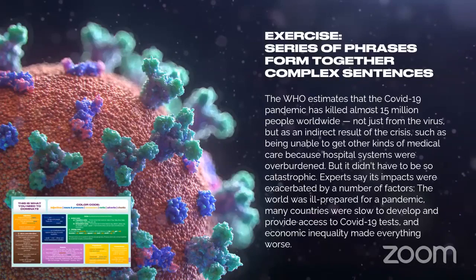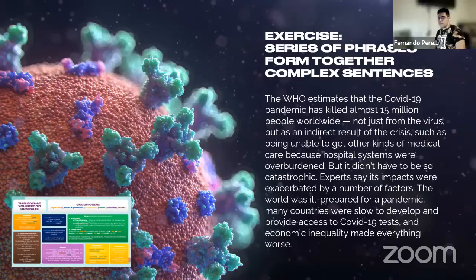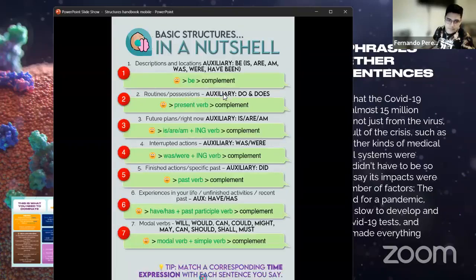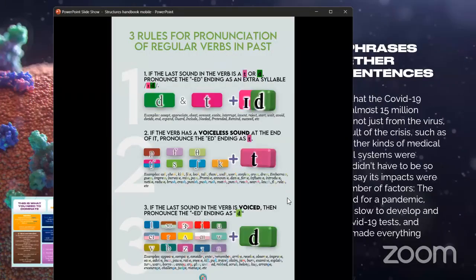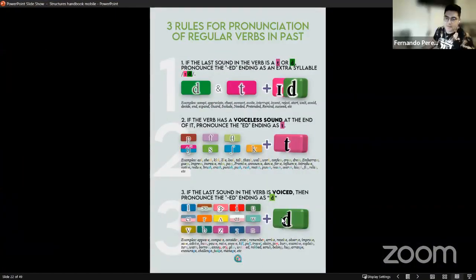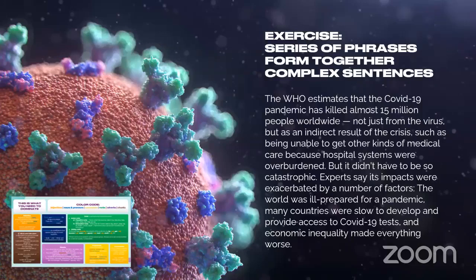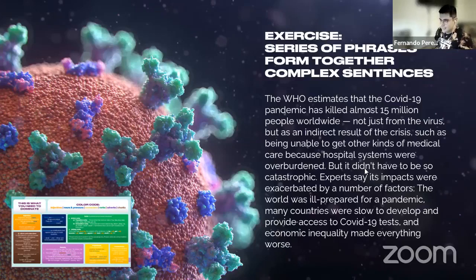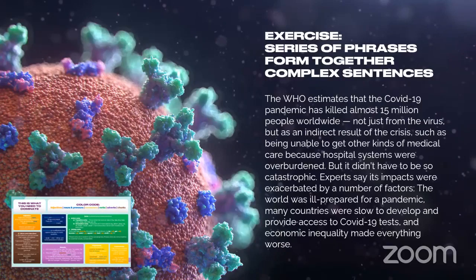Okay, so again: such as being unable to get other kinds of medical care because hospital systems were overburdened. Overburdened ends in N. How do you pronounce the ED when the verb ends in N? Only the D. Correct. Overburdened. Very good. So how were the hospital systems? Overburdened. Perfect.